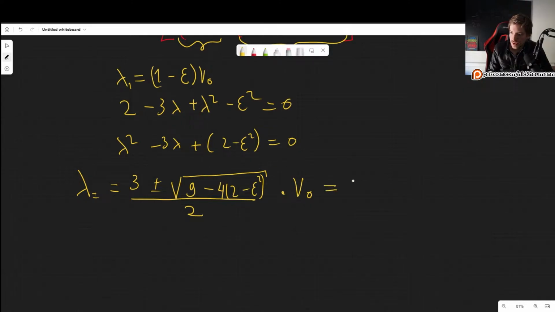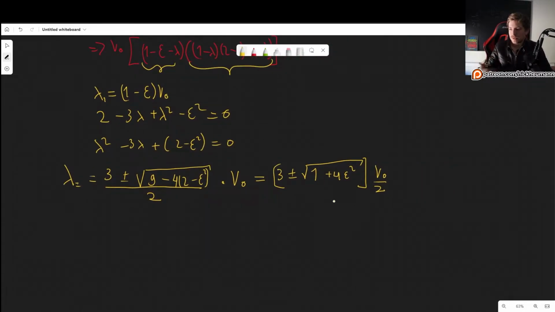Okay, so here, this is 3 plus or minus the square root of 9 minus 8, so 1, and then plus 4 epsilon squared, divided by 2. So this is basically, I'm going to do it like this: all of this with a factor of v0 divided by 2. So this is our result, but this is where we now want to approximate, because epsilon is very, very small, which means that the square root, we can approximate it.